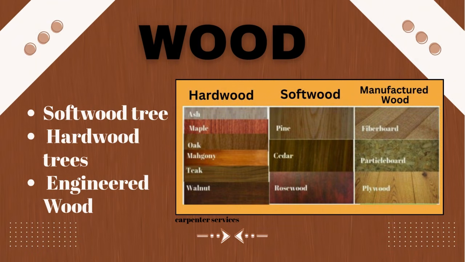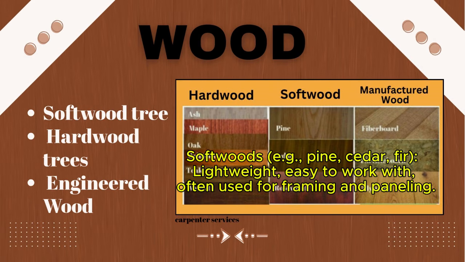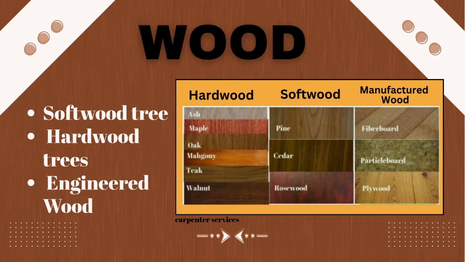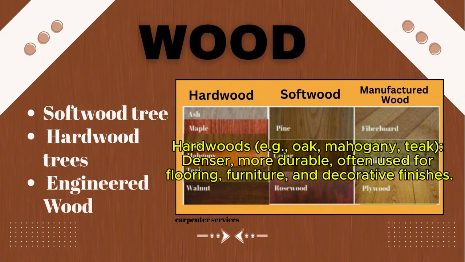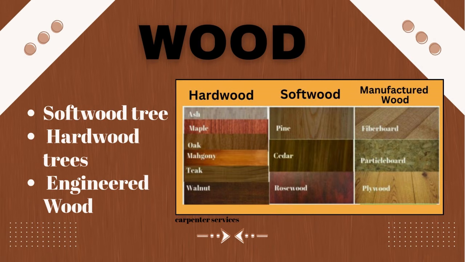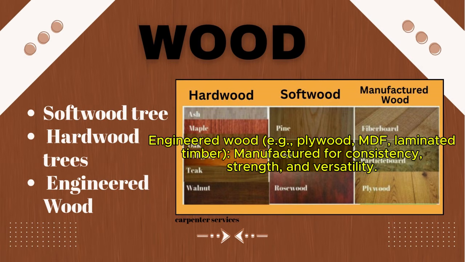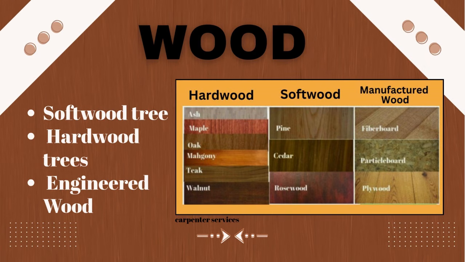Wood. Common types of wood. Softwoods, for example, pine, cedar, fir: lightweight, easy to work with, often used for framing and paneling. Hardwoods, for example, oak, mahogany, teak: denser, more durable, often used for flooring, furniture, and decorative finishes. Engineered wood, for example, plywood, MDF, laminated timber: manufactured for consistency, strength, and versatility.